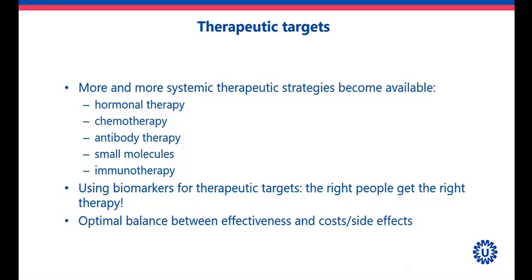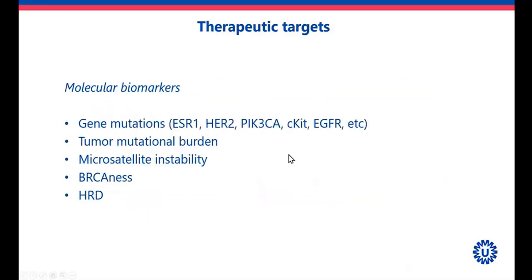So basically what this is all about is that more and more systemic therapeutic strategies become available, like hormonal therapy, chemotherapy, antibody therapy, small molecules, and also immunotherapy. To make sure that the right people get the right, very expensive treatment, we're using biomarkers to select or sometimes deselect patients for this type of therapy. If we do that, we get an optimal balance between effectiveness of the therapy on the one hand and cost and side effects on the other. So this plays a very important role in the daily practice of pathology.